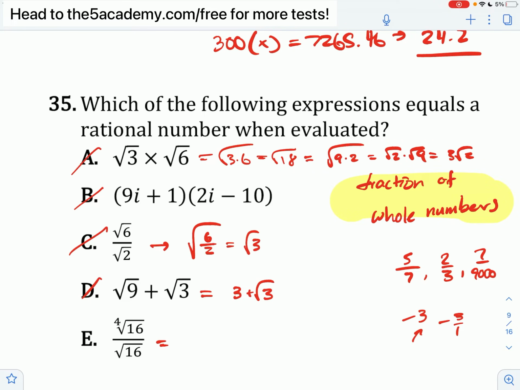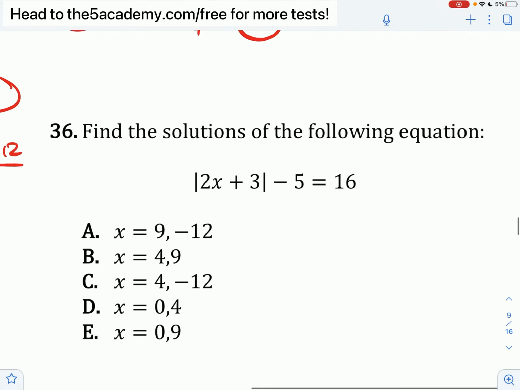So 16 to the 1 over 4 gives you 2, and square root of 16 is 4, so this can be written as 1 over 2, which is a fraction of whole numbers, so it's rational.